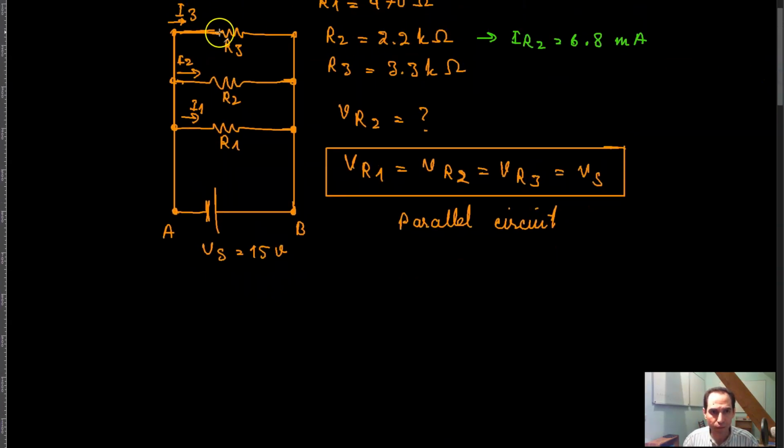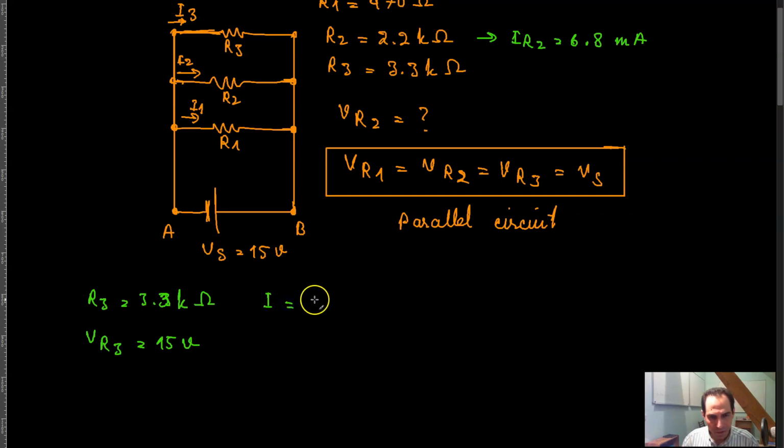Meaning that, for example, for R3, you know that R3 is equal to 3.3 kilo ohms, and the voltage across that, V of R3, is equal to the same 15 volts.